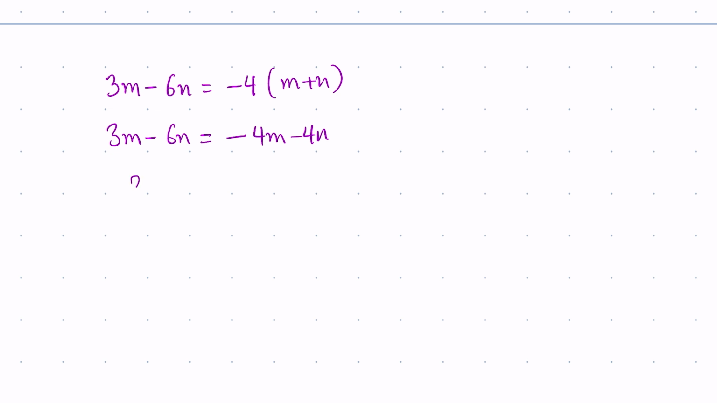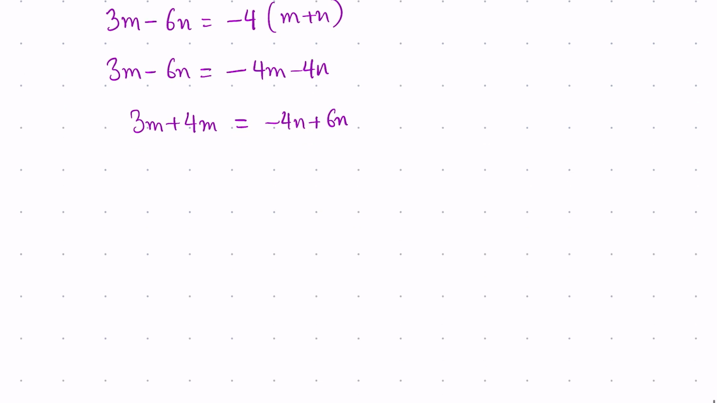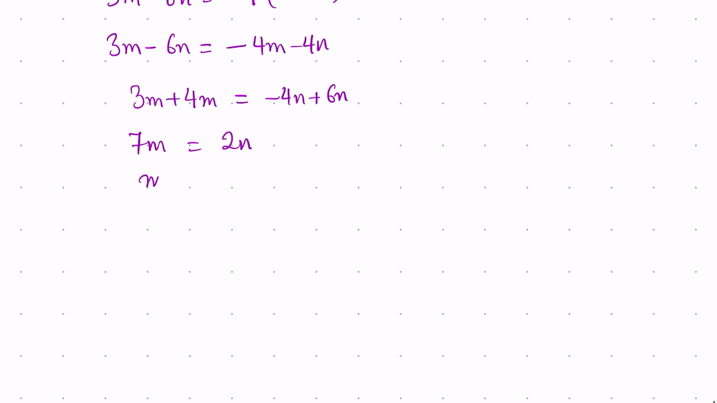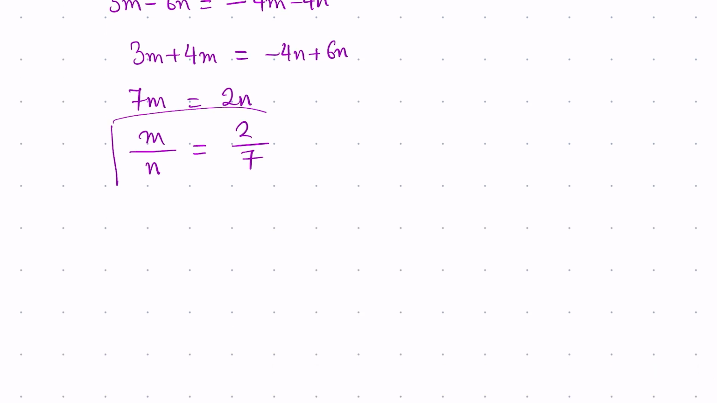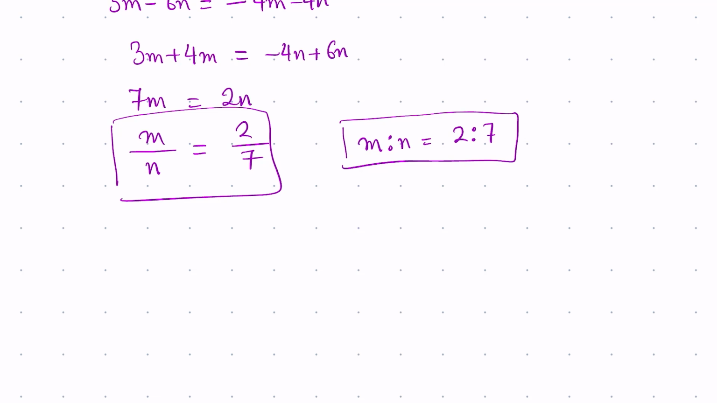Or 3m plus 4m is equal to minus 4n plus 6n. 7m is equal to 2n. m divided by n is equal to 2 divided by 7. That is our answer. So m is to n is equal to 2 is to 7. So that point divides the line segment in this ratio. Okay, cool.